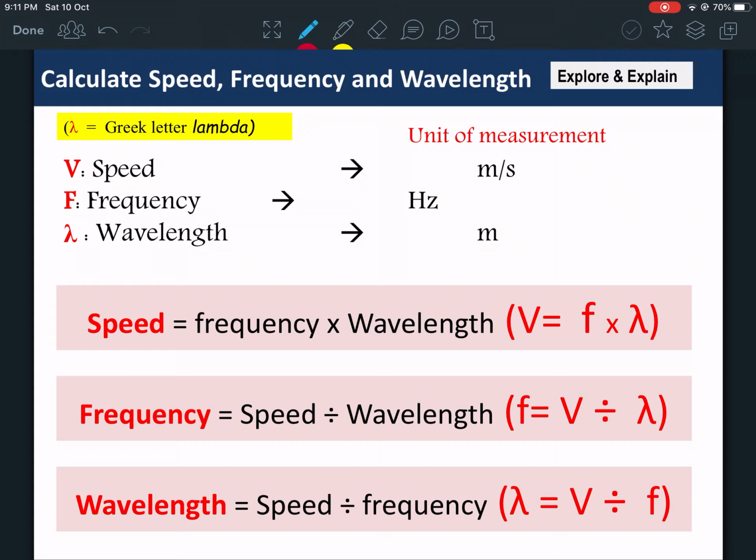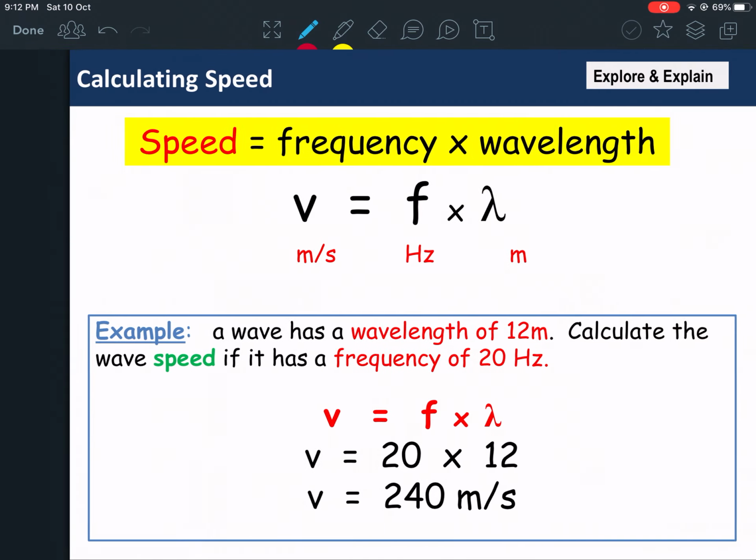Okay, for speed, the formula is speed equals frequency times wavelength. So it will be V equals frequency times wavelength. Wavelength is lambda, V is the speed. Okay, and when I tell you calculate the speed, I will give you the number of the frequency and the number of wavelength. All you have to do is multiply them and use the calculator to get the number. I'll even show you an example in the other slide here.